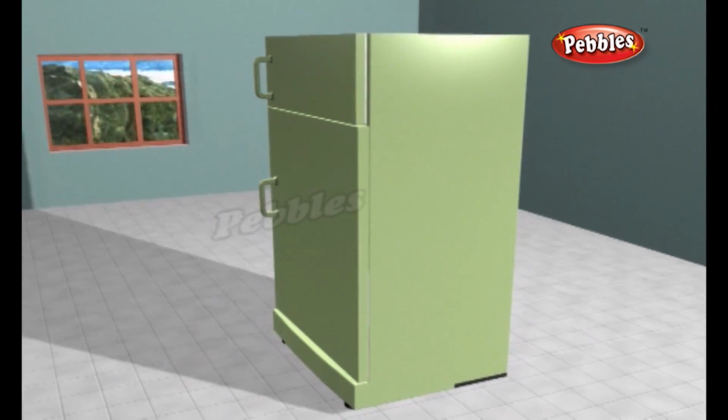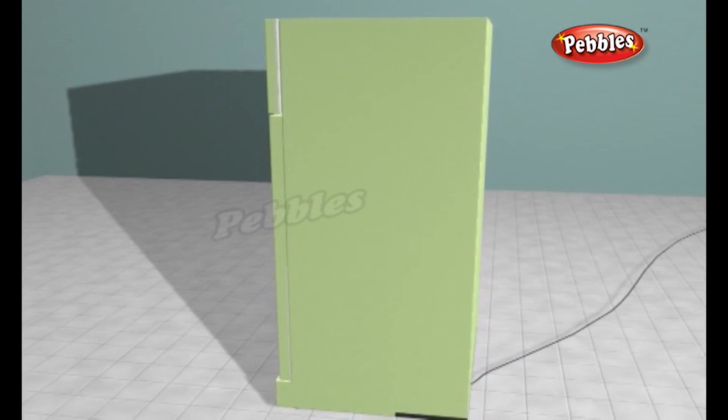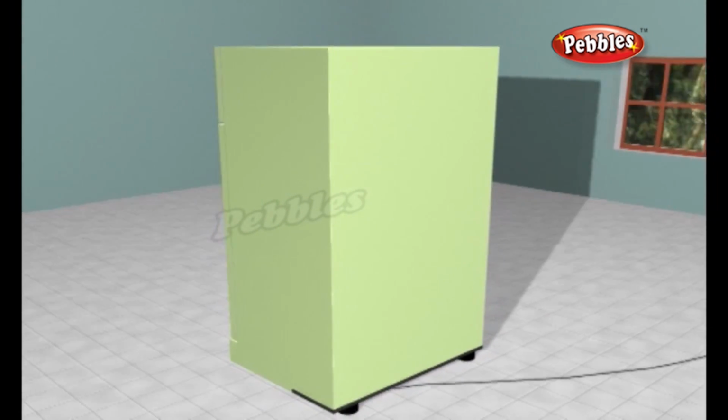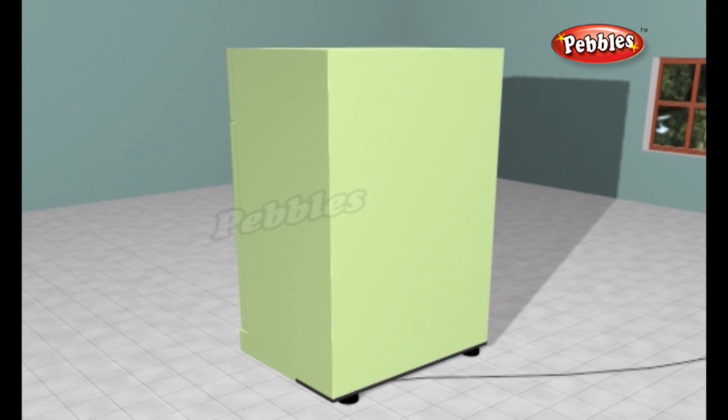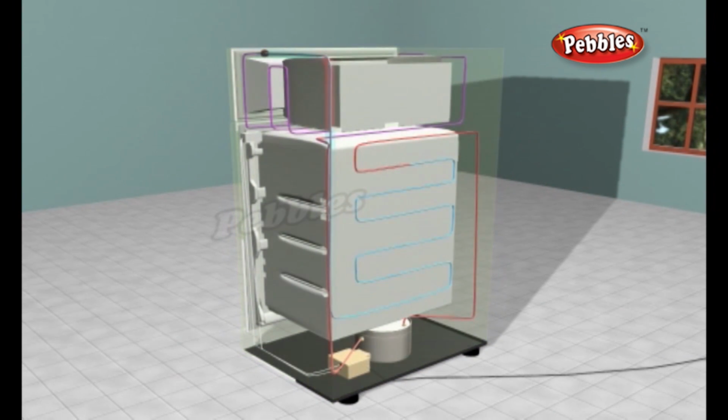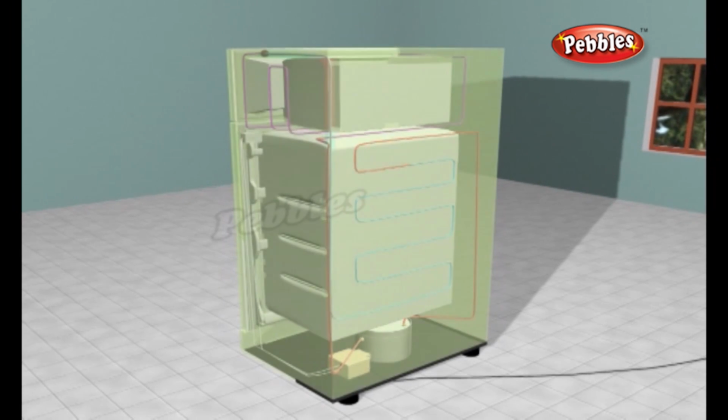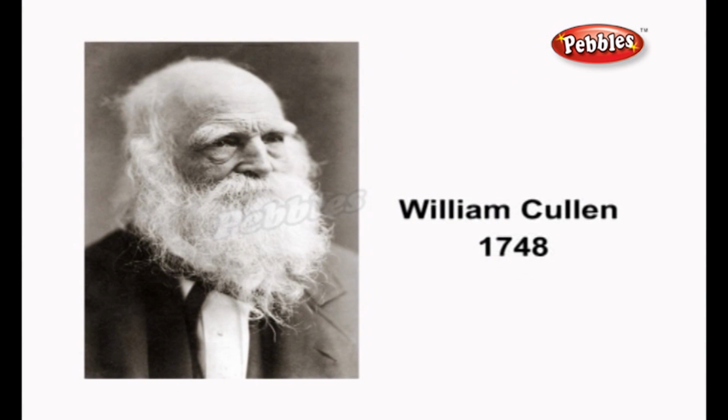Refrigerator. A refrigerator is a cooling appliance comprising a thermally insulated compartment and a heat pump, a mechanism to transfer heat from it to the external environment, cooling the contents to a temperature below ambient. The first known artificial refrigeration was demonstrated by William Cullen at the University of Glasgow in 1748.